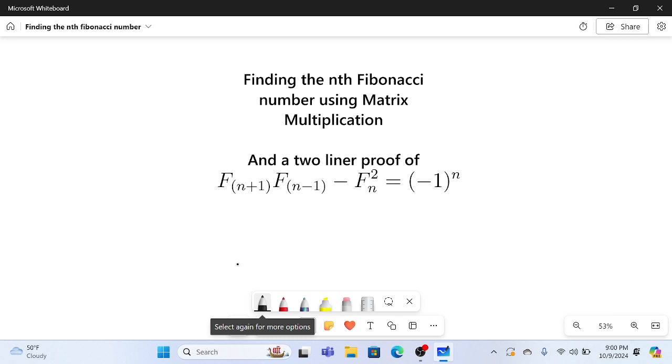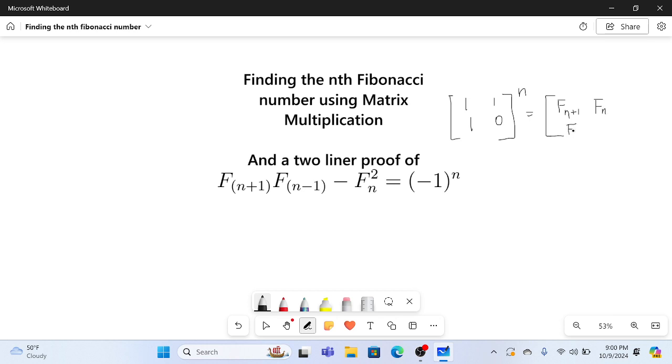Okay, first of all, we will get a sense of what we are trying to prove. What I'm trying to do is find Fibonacci number using matrix multiplication. Let me reveal our hero right now. We'll show that the matrix [[1,1],[1,0]], when multiplied n times, gives the matrix [[F(n+1), F(n)], [F(n), F(n-1)]], where F is the Fibonacci number. We will try to prove this.